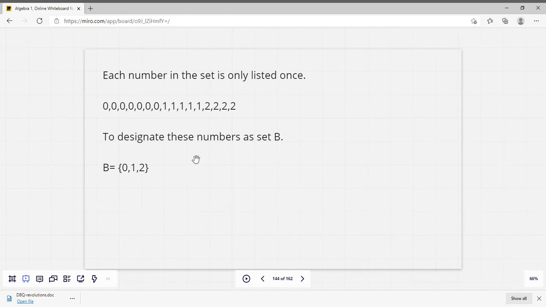Each number in a set is only listed once, so if we've got a list of numbers and it says designate the numbers as set B, we're going to write B, and then we have to use the little brackets, equals 0, 1, and 2. We only use them one time each.